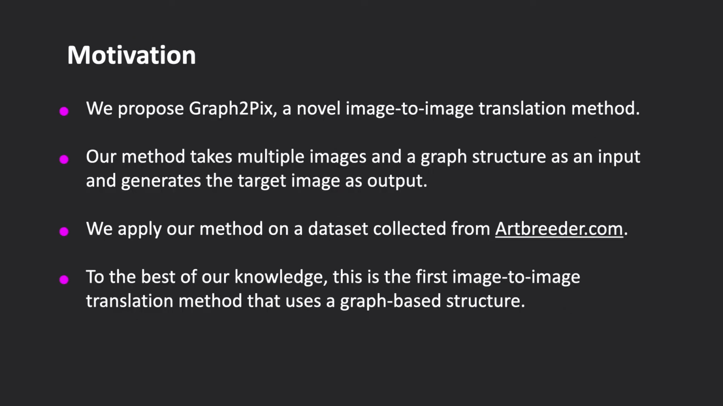We propose a novel image-to-image translation method that takes multiple images and their corresponding lineage structure and generates the target image as output. To propose a general solution, our framework assumes a graph structure and considers the tree structure of lineage data as a subcase. We apply our method on ArtBreeder, a popular creativity platform based on images generated with GAN models. To the best of our knowledge, this is the first image-to-image translation method that uses a graph-based structure.